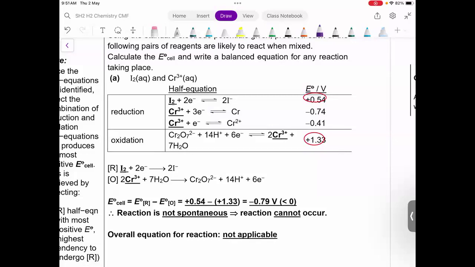So you select the one that's most negative. If there's more than one reduction, you select the one that's most negative. For oxidation, more negative. Now, you have to be very clear, are you looking at reduction or oxidation? So for oxidation, it's more negative. For reduction, more positive.